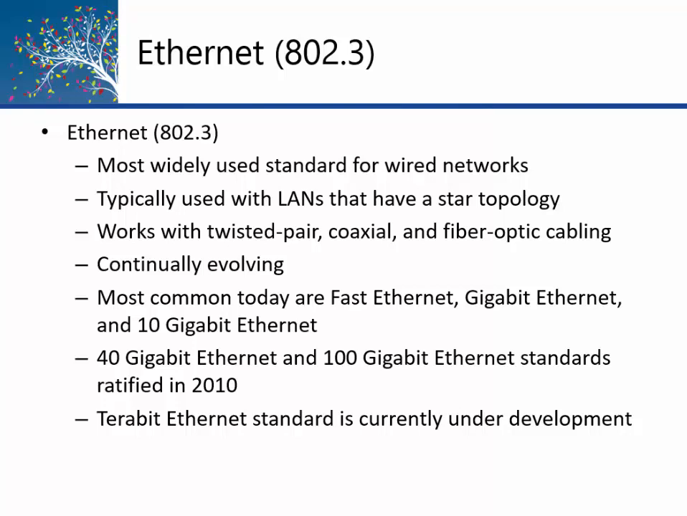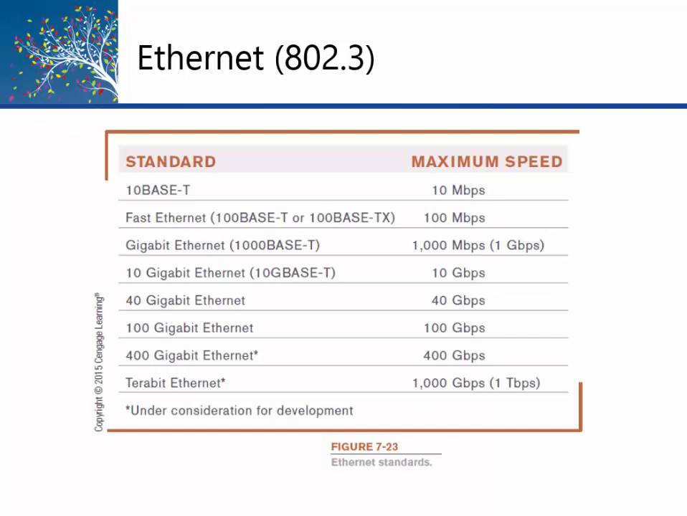Ethernet is a standard that is used for wired networks, very, very common. It's always evolving. It works for twisted pair, coax, and fiber optic. All of our wired cables can make use of the Ethernet standard. This slide shows us some of the iterations of Ethernet.